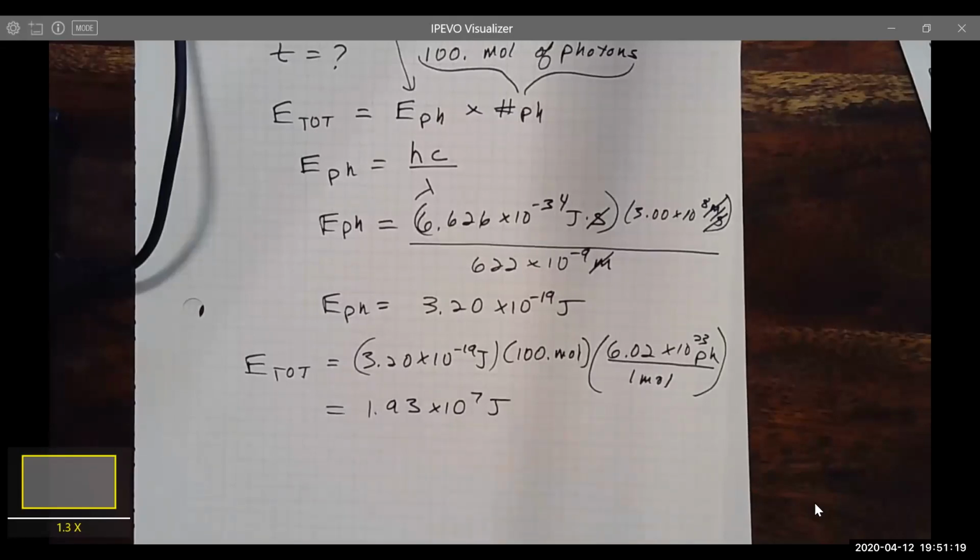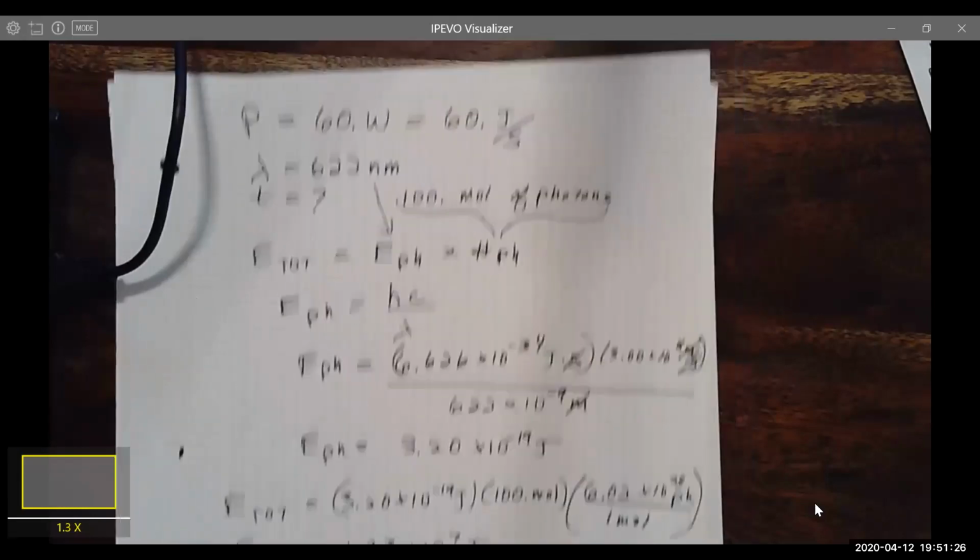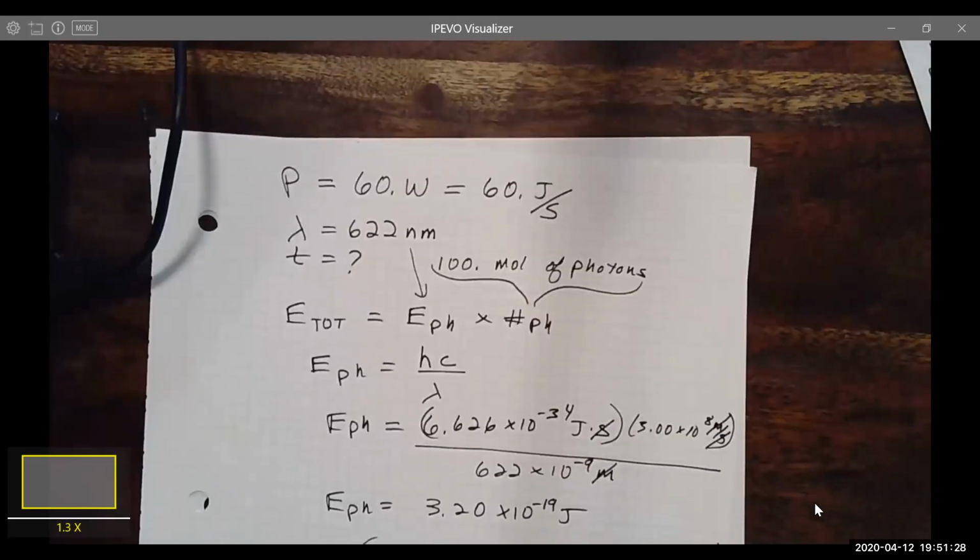is 1.93 times 10 to the 7th joules. So that's the total energy. So let's review what that is. We have a light source. We know it's 60 watts. It is releasing light of wavelength 622 nanometers. And we're saying it's going to release 100 moles of photons, 100 times Avogadro's number of particles of light. And we want to know how long that's going to take. So we want to know time.